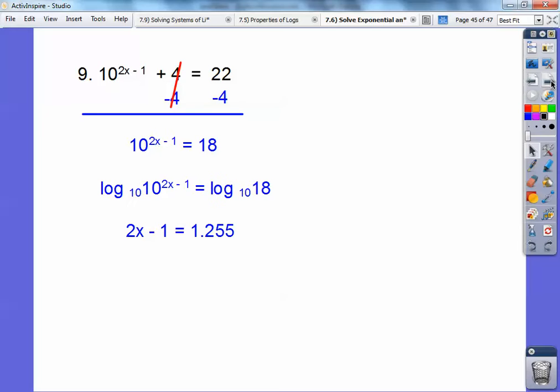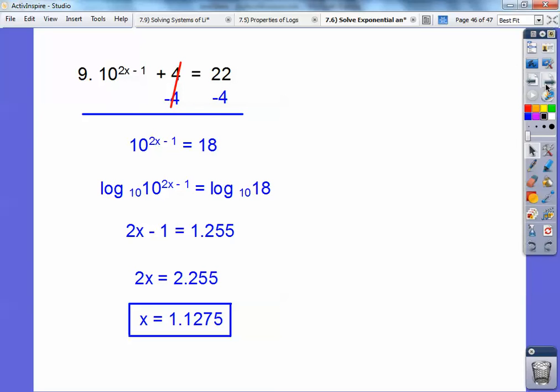Okay, so base 10, if these numbers match up, my blah blah rule happens. 2x minus 1 is what this side equals. And then I just punched in the calculator, log of 18. That's all it is, punched in log of 18 because it's in base 10. And I get 1.255. Okay, I'm going to plus 1 to both sides now and get 2x equals 2.255. And so x equals, divided by 2, 1.1275.